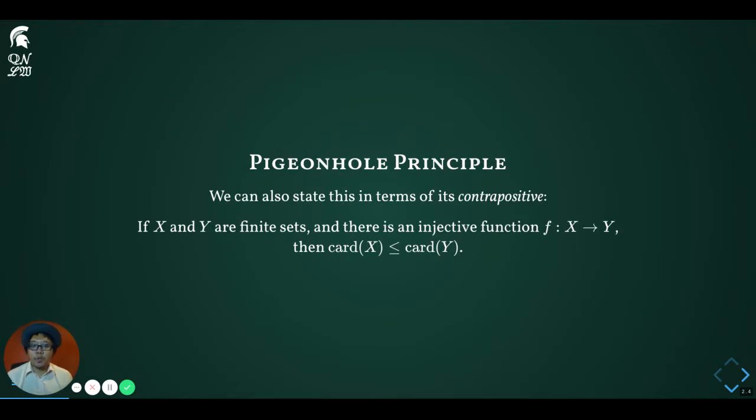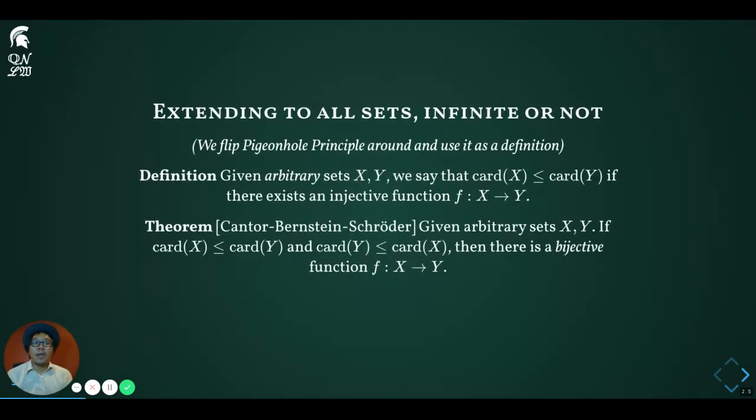Another way to think about the pigeonhole principle is in terms of its contrapositive. If X and Y are finite sets, and if there is an injection from X to Y, then the cardinality of X can be no greater than the cardinality of Y. Based on this second equivalent statement of the pigeonhole principle, we can now define rigorously what cardinality means for arbitrary sets.